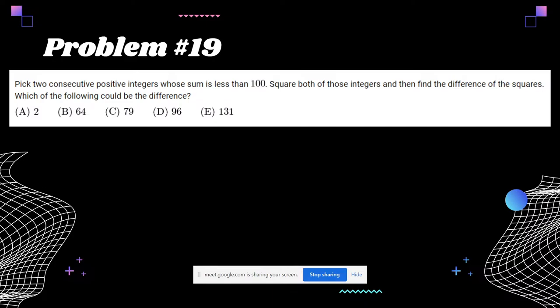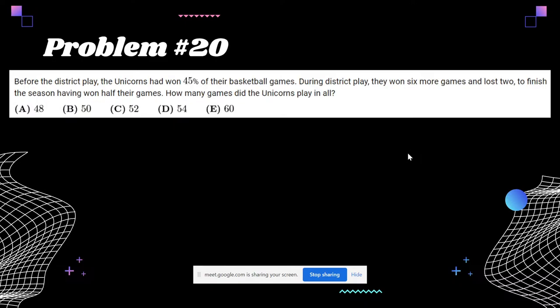Oh, actually, do you know the difference of squares yet? Have you covered that? No. Alright then, let's not do this problem. Okay, this is one of those wacky ones.